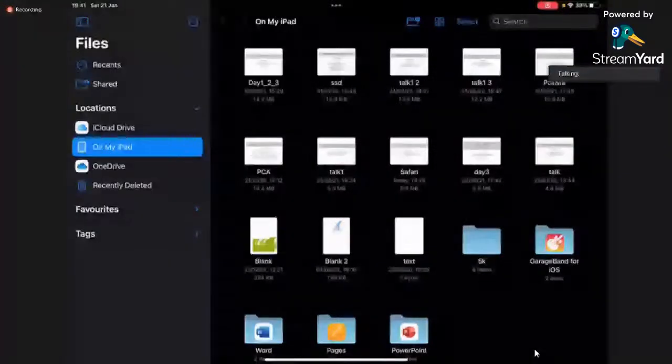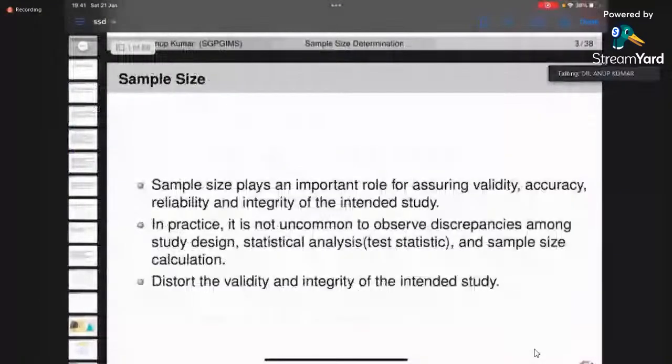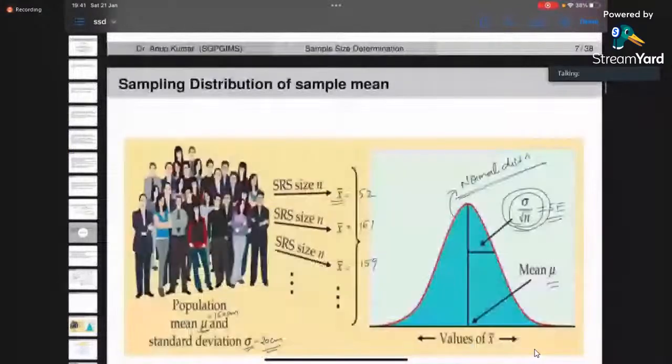I have got that particular. Just let me share one figure with you people. Can you look at this particular figure?